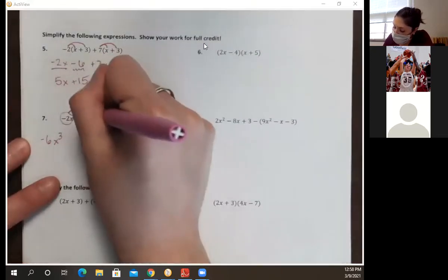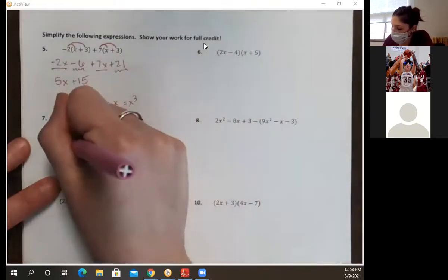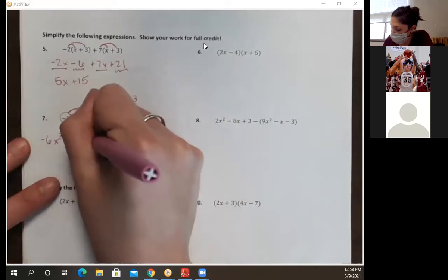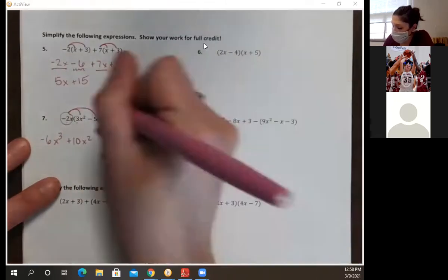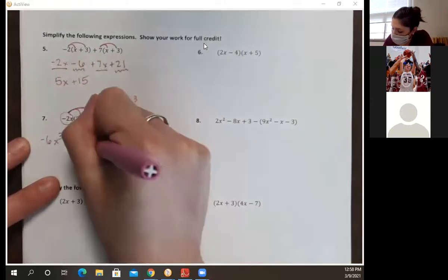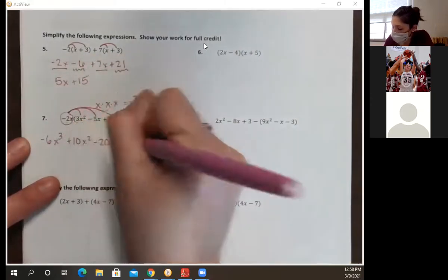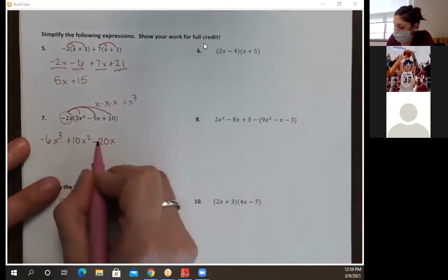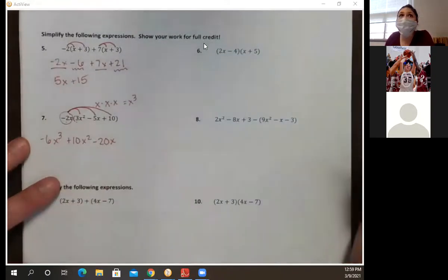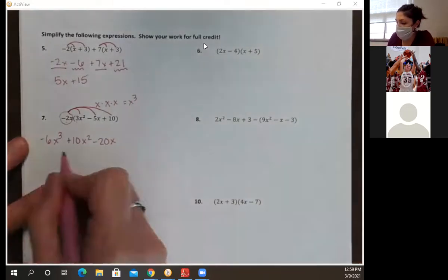And then negative 2x times negative 5x would be positive 10x squared. And then negative 2x times 10 would be negative 20x. Since all my exponents are different here, I don't have like terms to combine. So this is going to stay exactly as it is.